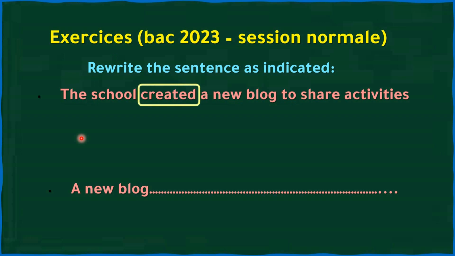Simple past. So the past participle of the verb to be is what? We put the verb to be in the simple past, which is were. Good. Were, plus what? The past participle of what? Of the verb to create, which is created. Okay, so created. The past participle of to create is created. It is an irregular verb.